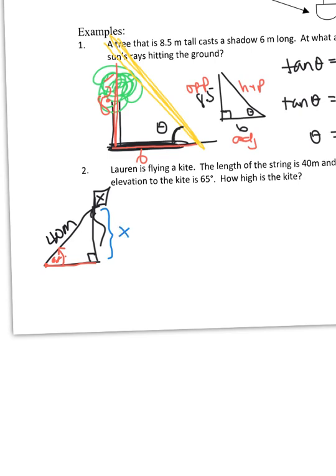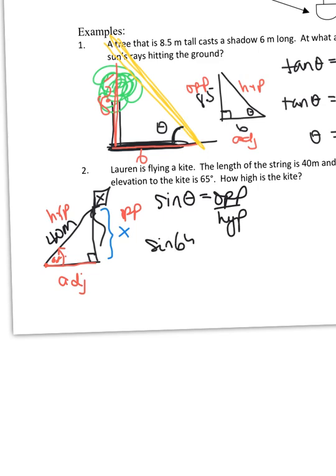Okay, so if I label my triangle, I have my hypotenuse, which is the 40, my opposite, which is the x, and my adjacent, which is the ground. So we want opposite and hypotenuse. We have the hypotenuse, we want the opposite, so there's our sine ratio, opposite over hypotenuse, and I'm going to plug in what I know. So 65 degrees is the angle of elevation. Opposite is x, it's unknown. Hypotenuse is 40. So when I solve for x, I'm going to multiply both sides by 40 and take the sine of 65.